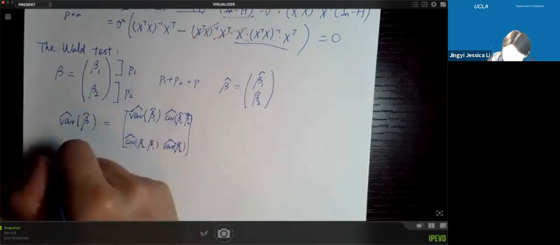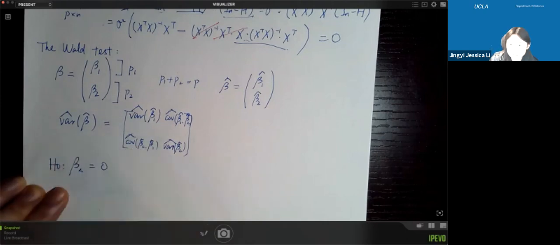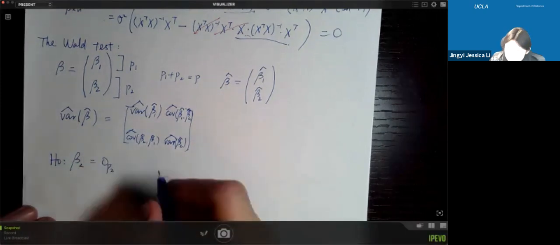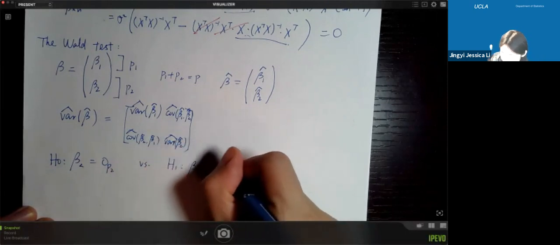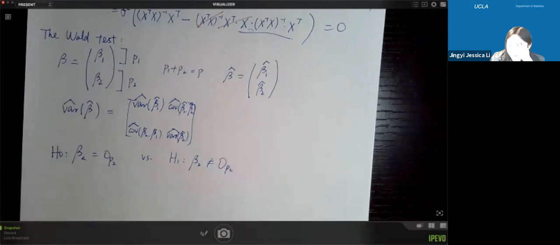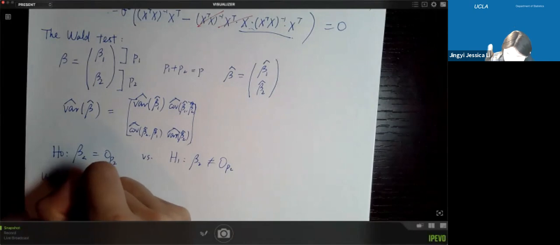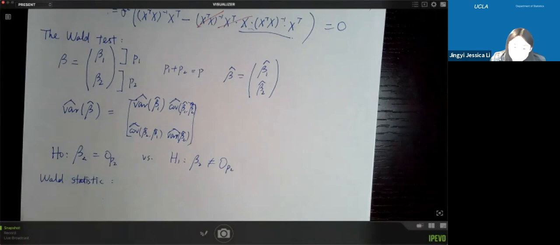In the Wald test, the null hypothesis is that this whole subvector beta 2 is a 0 vector with P2 dimensions, and of course the alternative is that it's not. The name of the Wald statistic came from a pioneer statistician, Abraham Wald, who made a lot of important contributions. The Wald statistic is definitely one of them.